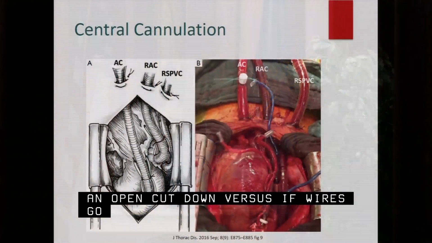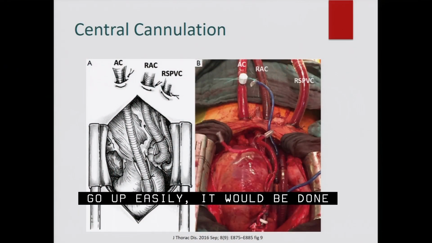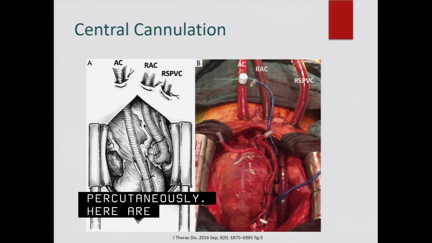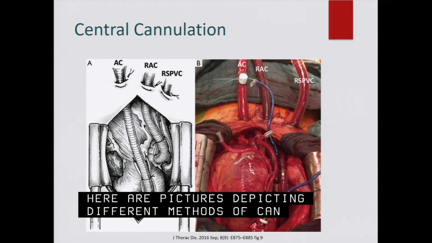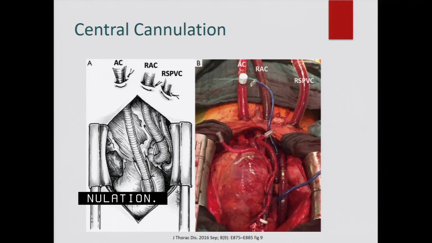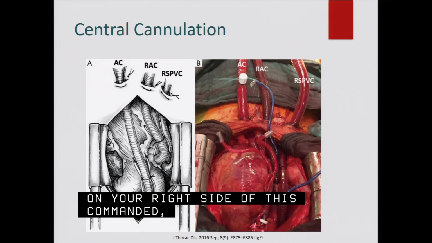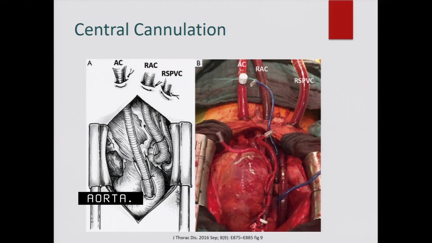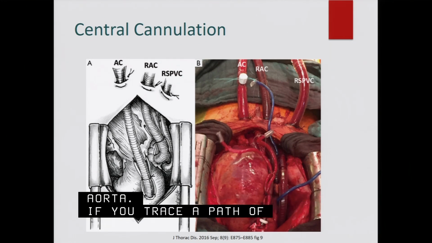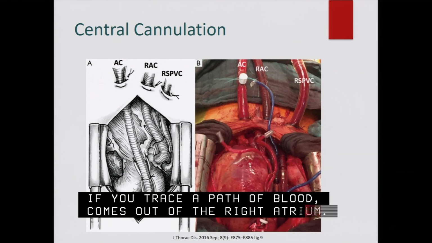Here are some pictures depicting the different methods of cannulation, and for reference, in this set, the patient's head is at the bottom of the screen, feet are at the top. On the right side is a schematic showing an arterial cannula inserted directly into the ascending aorta. As you move one cannula over, you'll see the RAC, that is a right atrial cannula. If you trace the path of blood, it comes out of the right atrium through this one tube, goes to a machine, receives oxygen, and comes back in through the AC, or arterial cannula.